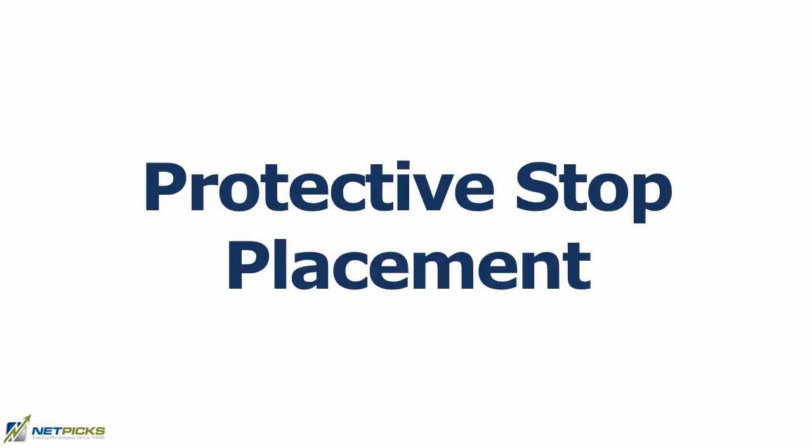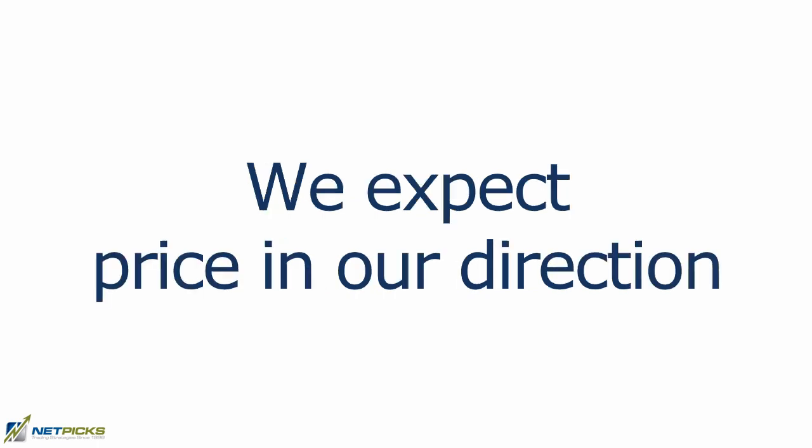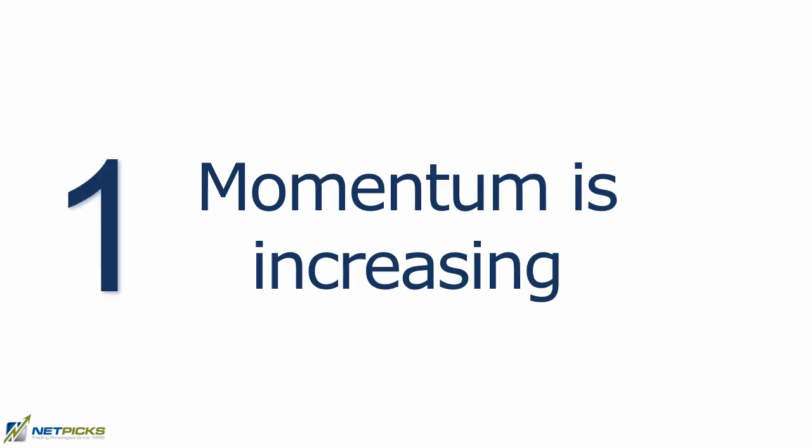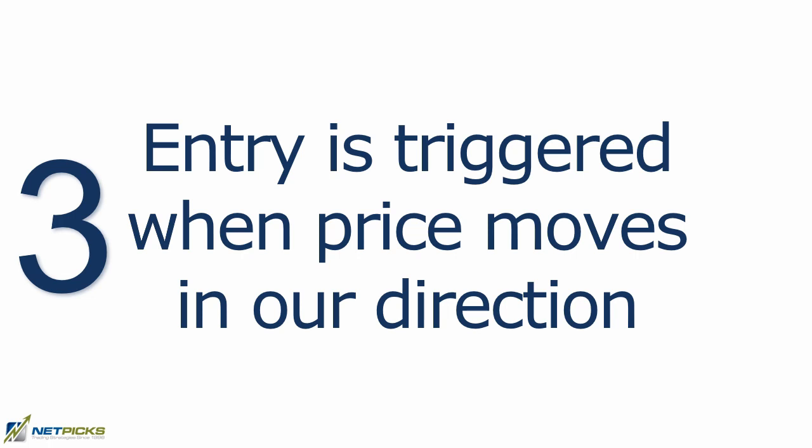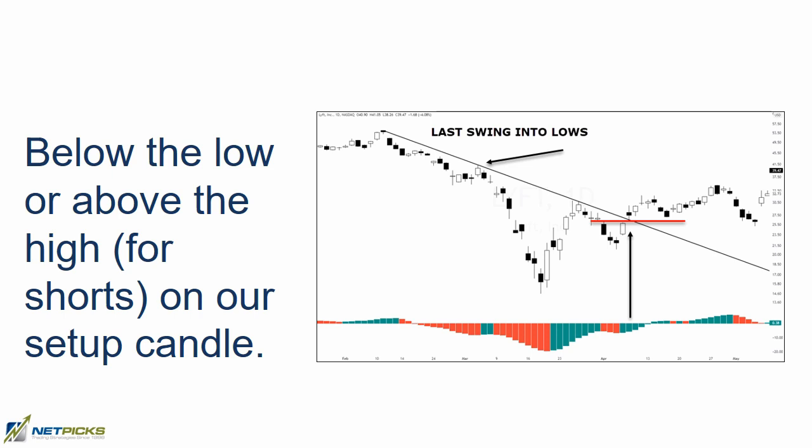Your protective stop, there are a number of ways to place it, right? For this strategy, you might want to consider a location that respects what's behind these prices: momentum and change of direction. That's why we're getting into the trade. So we do expect price to go in our favor once we get into a trade because we've got momentum increasing. There's been a change of rhythm in the market. And our entry is only triggered when the price moves in our direction. So the logical location is below the low or above the high for shorts on our setup candle.